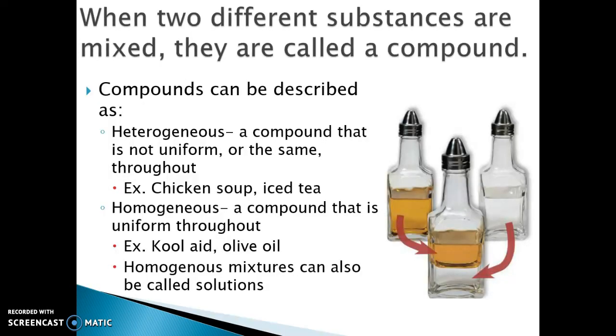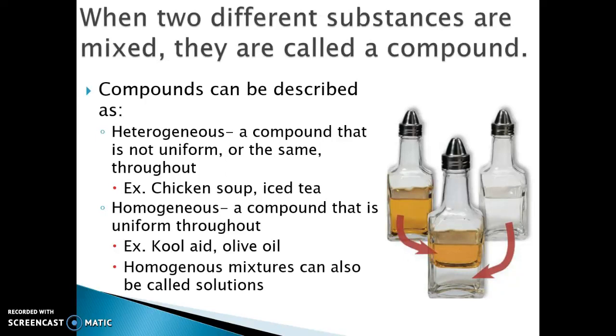When two different substances are mixed, they are called a mixture. Mixtures can be described two different ways. The first one is heterogeneous. A heterogeneous mixture is one that is not uniform or the same throughout. The two examples they give you right here are chicken soup and iced tea. If I take one spoonful of chicken soup, pour it out, and take a second spoonful, those two spoonfuls are not going to be the exact same, unless, obviously, you get extremely lucky. But nine times out of ten, those two scoops are going to be completely different.